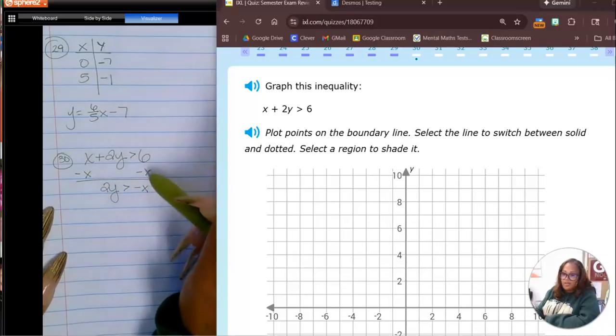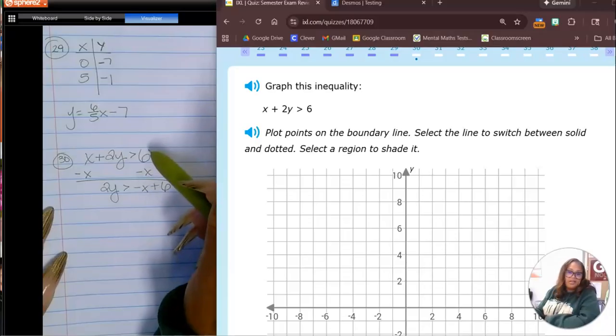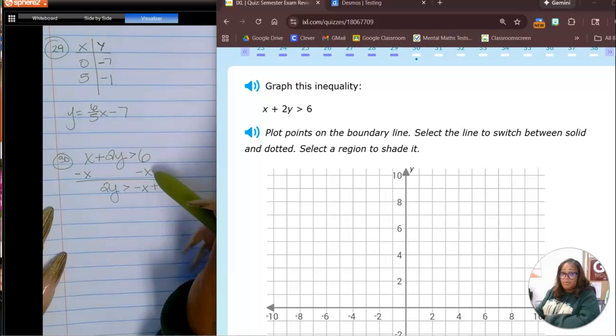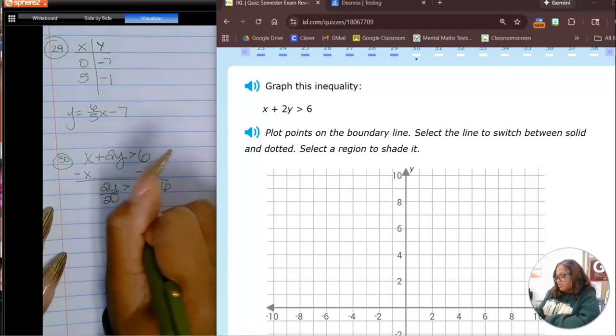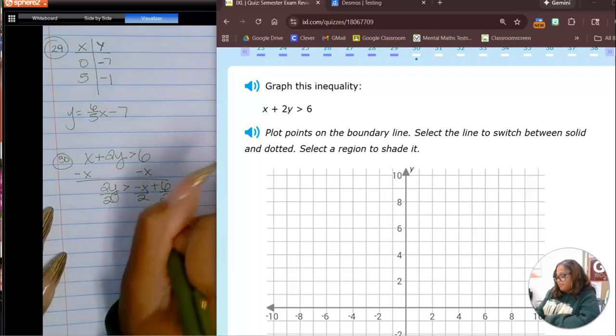Remember, these cannot go together. This is not 5x. This is not -7x. They are two separate entities. This is a variable. This is a constant. They must stay separated by an operator. Then I divide by 2 everywhere.